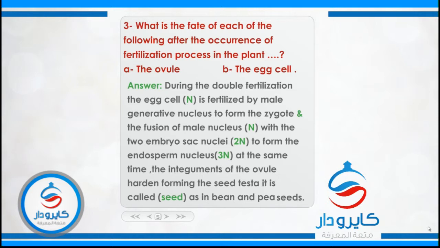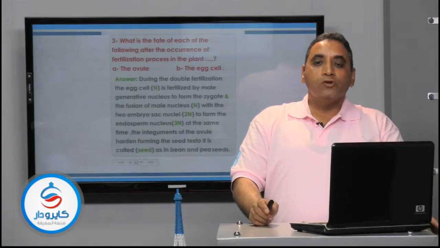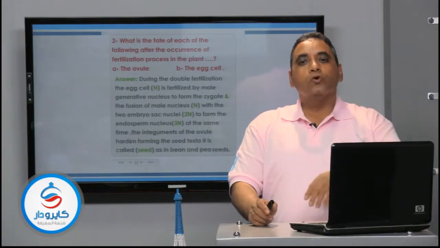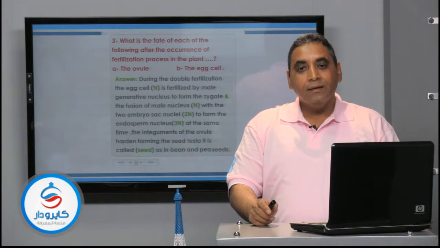After the fertilization, the egg cell is fertilized to form the zygote, and the zygote changes into the embryo. The ovule's fertilization forms the embryo and also the endosperm. Maybe the endosperm is consumed by the embryo, and in this case the seed is called an exendospermic seed, but endospermic seeds contain endosperm, as in the monocot.